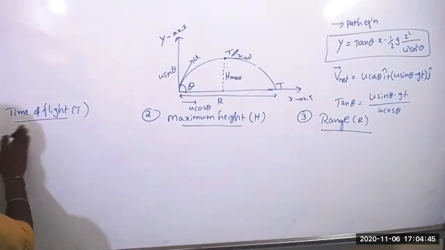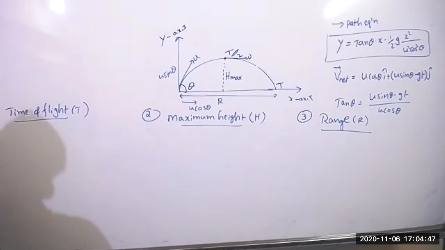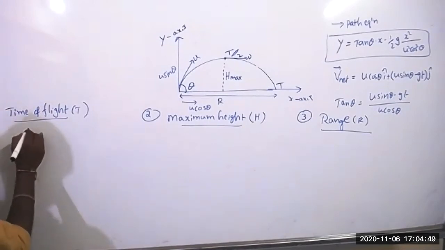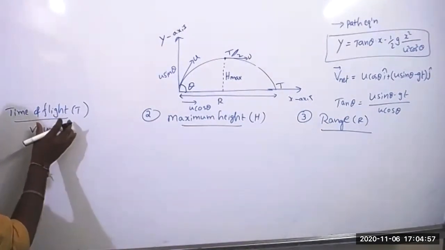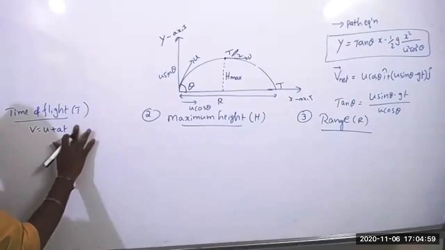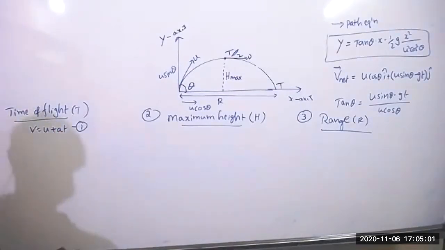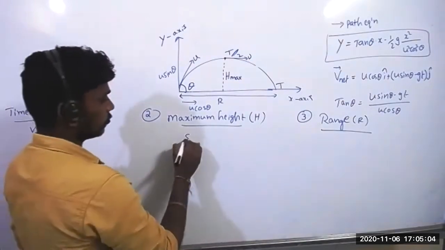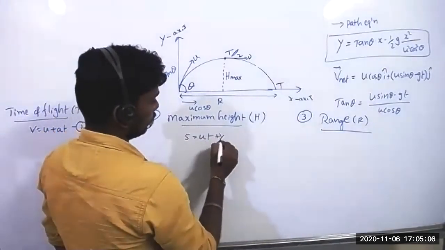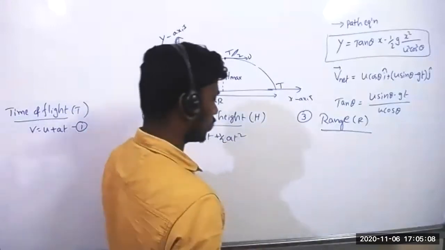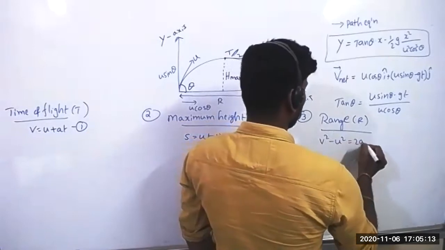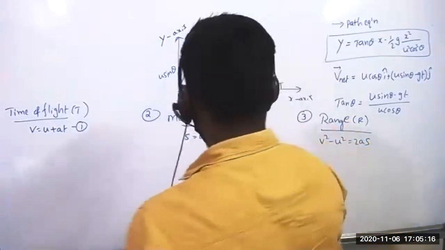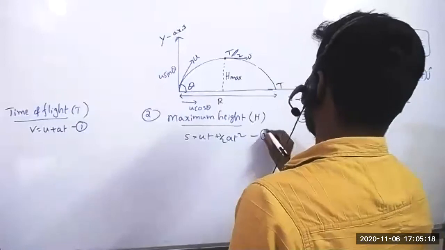Do you know equations of motion? Yes, sir. Tell me the first equation of motion. V is equal to U plus AT. So for time of flight I will take it as the first equation. Say the second equation. S is equal to UT plus half AT square. What is the third equation of motion? V square is equal to U square plus 2AS. It is my second equation. It is my third equation.